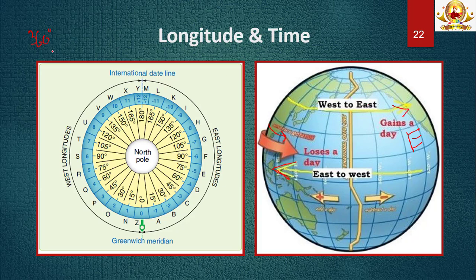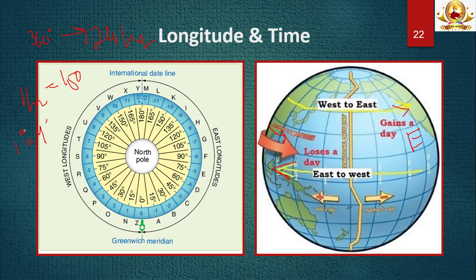The earth rotates 360 degrees in how many hours? In 24 hours. Okay. So in 1 hour, how many degrees does it rotate? 15 degrees. That is 360 divided by 24. That is, in every 1 hour it will rotate 15 degrees. So 1 degree of rotation will be equal to 4 minutes. That is, the earth takes 4 minutes to rotate 1 degree.